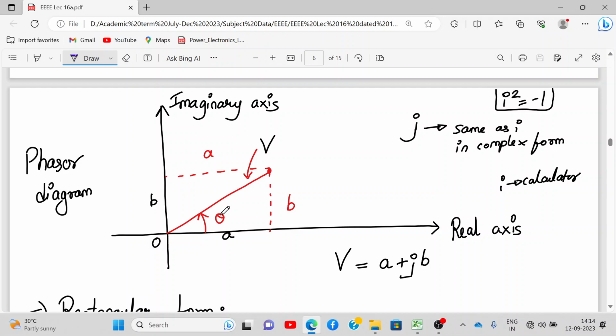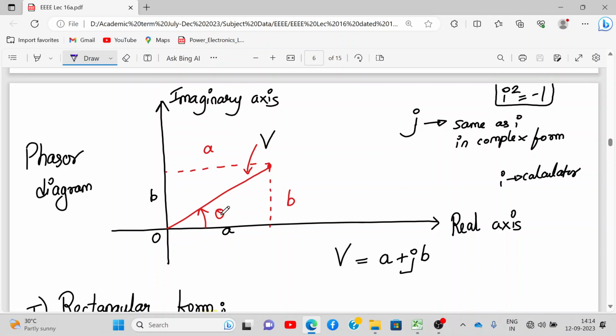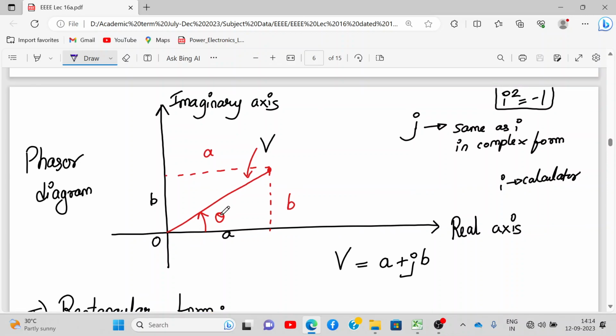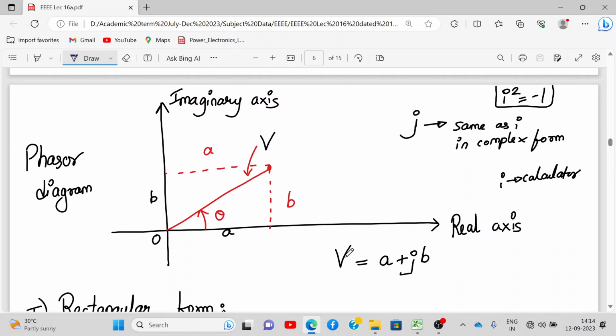So what is the magnitude of V? Square root of A square plus B square. That is the magnitude of this vector V. So J is the same as i. You have studied it as i or j in mathematics? i. So it is the same. In calculators also you will see i only. And i square is minus 1. You all know that, right? So V is a vector represented by A plus jB. So write in this form. This is the rectangular form.